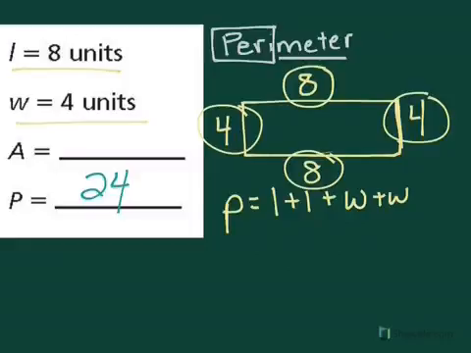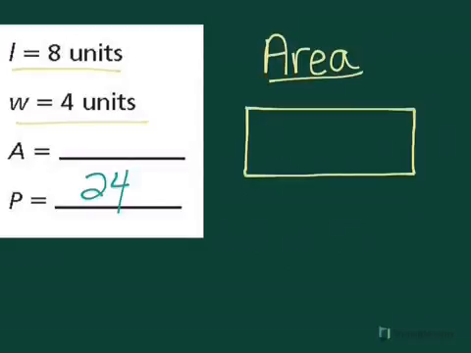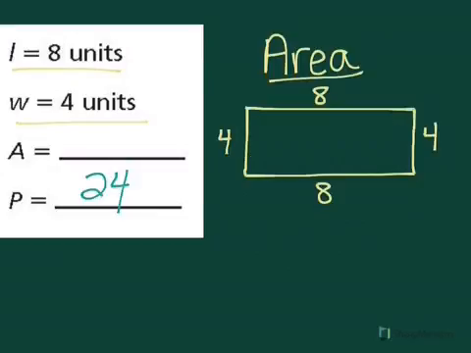Okay, now we're going to talk about the area. Area is the amount of space an object covers. So we still have our same dimensions for our same rectangle. So our width is 4 and our length is 8. We want to figure out how much space this rectangle covers.